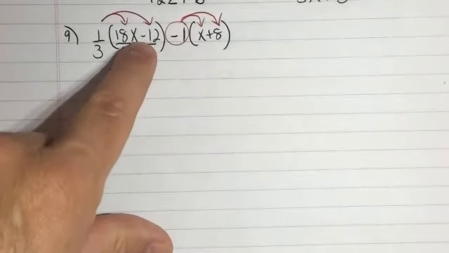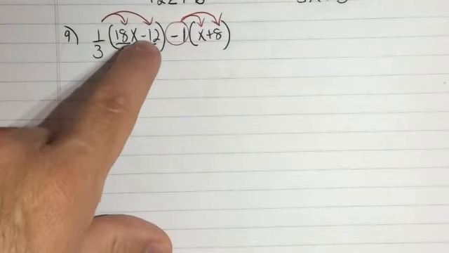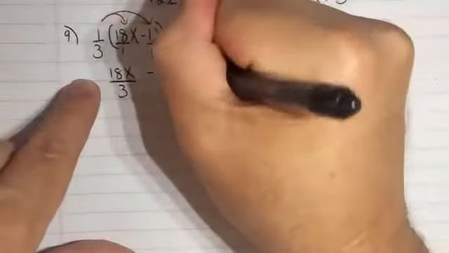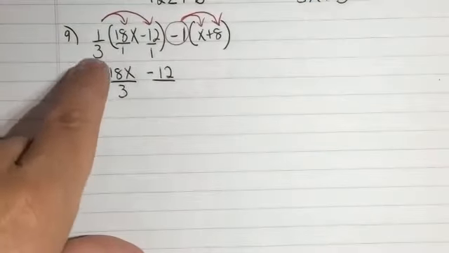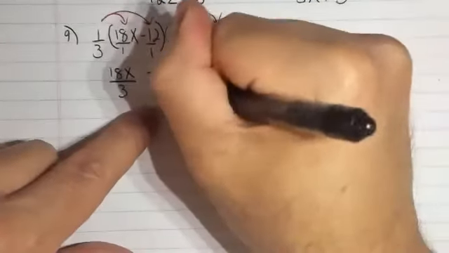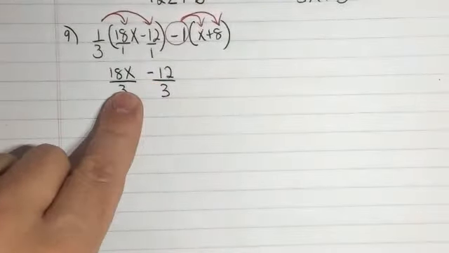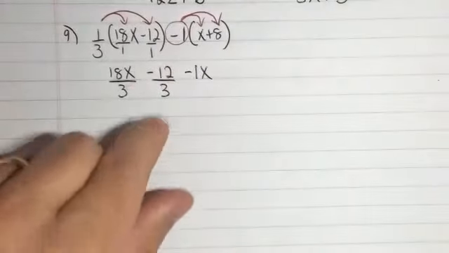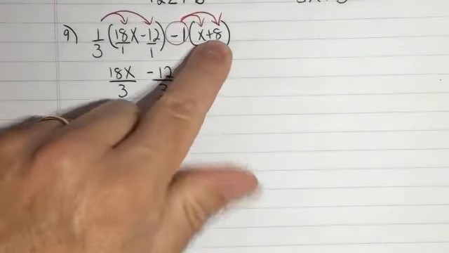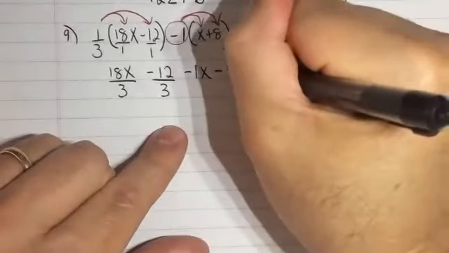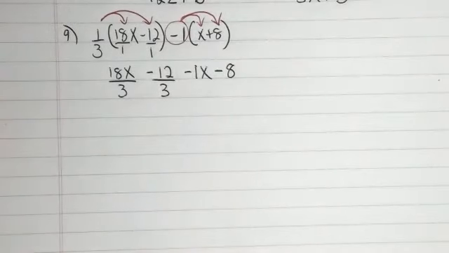Let's go to the next one. This is a negative, so I'm doing 1 times -12, which would give me a -12. And then 3 times 1 gives me a 3. So that's what this looks like. We'll just continue on with this part of the expression. -1 times x would give me a -1x. -1 times a +8 would give me a -8. So that's what it looks like up to this point.